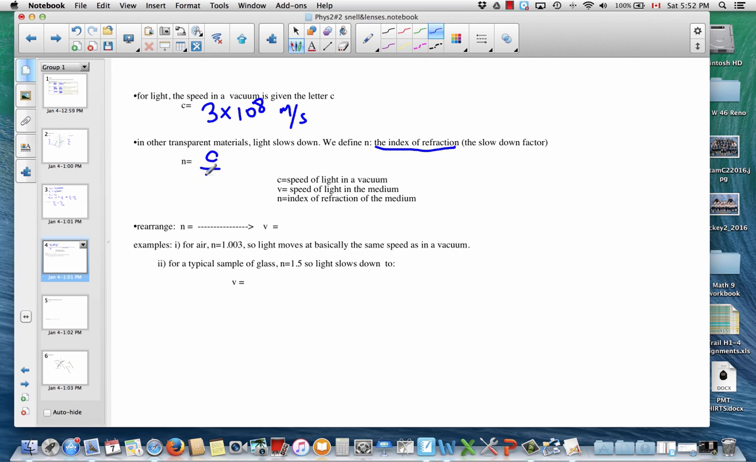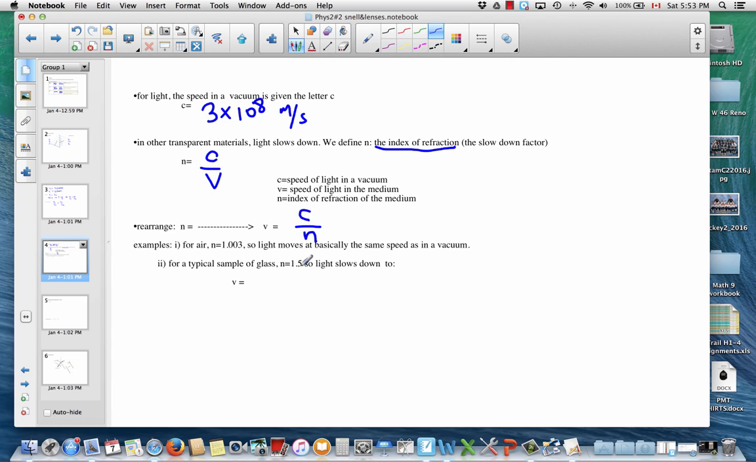It's a ratio of c over v. That's the index of refraction. Now, c is how fast light goes in a vacuum. v stands for the speed of light in that material. Now, if we rearrange that a little bit, n is c over v, and solve it for v, we get v is c over n. And so you could see, indeed, that n is a slowdown factor. It's by what factor does light slow down in that material.